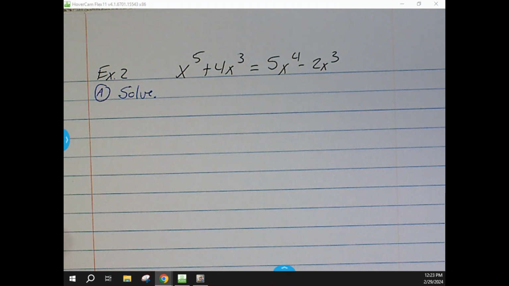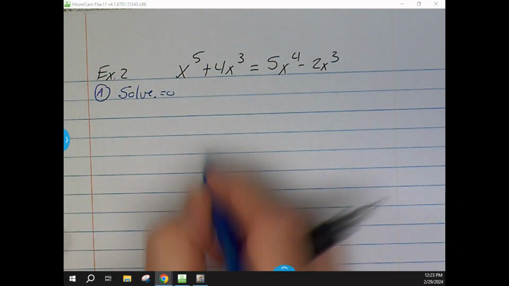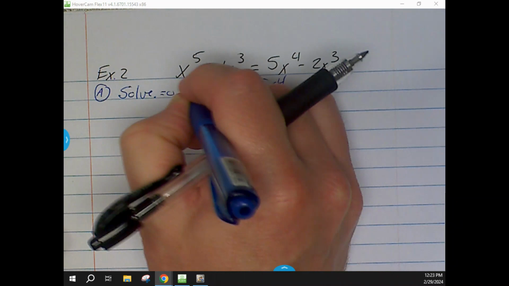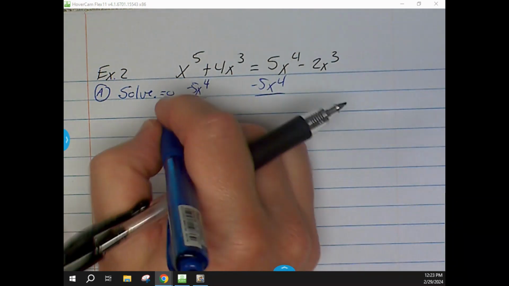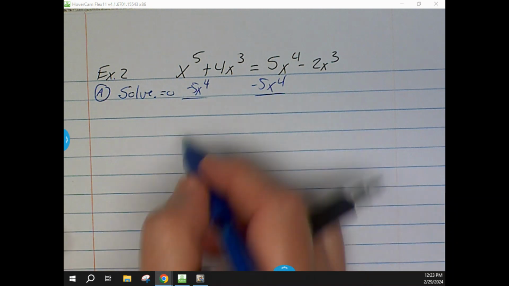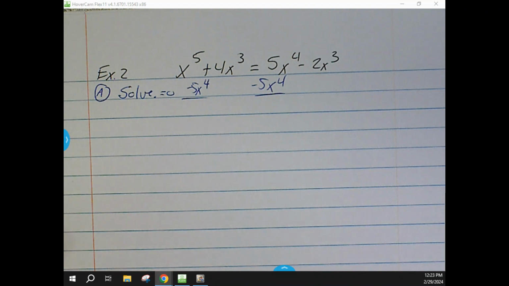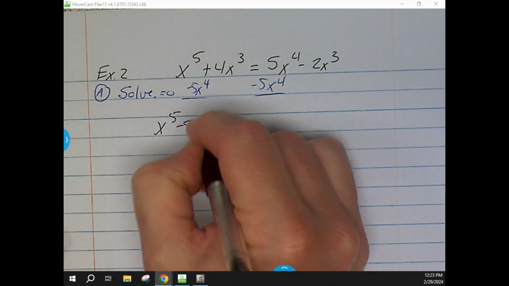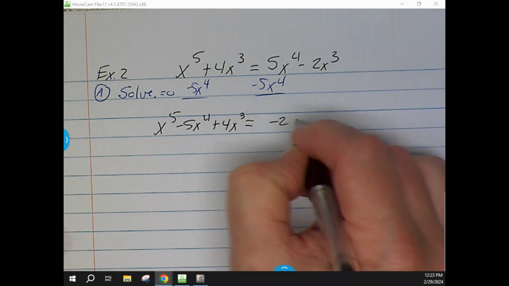And with all this solving stuff that we do, when you solve these things, it's got to equal 0. So the very first thing is we're going to move all this stuff back over here. So we're going to move over the -5x to the 4th. Okay, and since that's x to the 5th and x to the 3rd, x to the 4th will go in the middle because we still want it in standard form. You still want it in descending powers. So that'll be x to the 5th minus 5x to the 4th plus 4x to the 3rd equals, and we got that -2x to the 3rd hanging out over there.